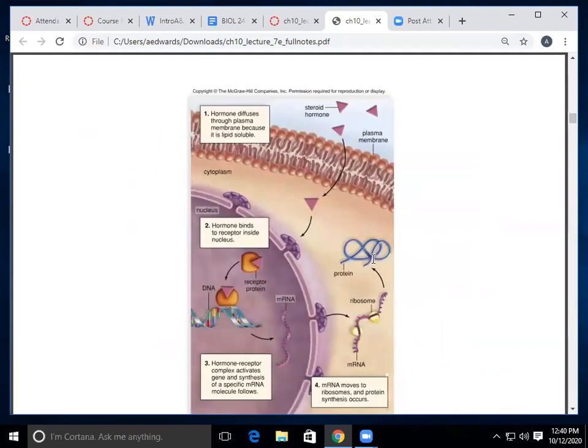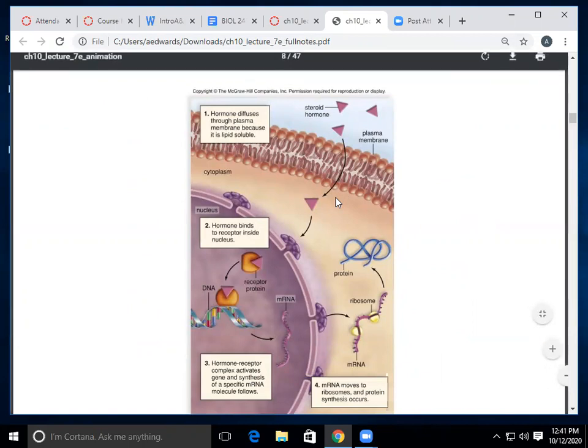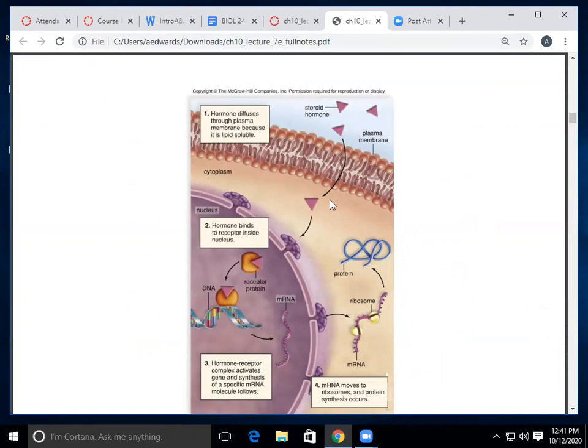Okay, so here's a picture of it. Here's your steroid hormone, because it's a lipid, goes straight through the plasma membrane. Inside the cell, the hormone binds to a receptor that's inside the nucleus. It's going to go straight through this nuclear pore into the nucleus, attached to a receptor protein. This becomes a hormone receptor complex when they're connected to each other. That complex is then going to attach itself to DNA and activate a gene.